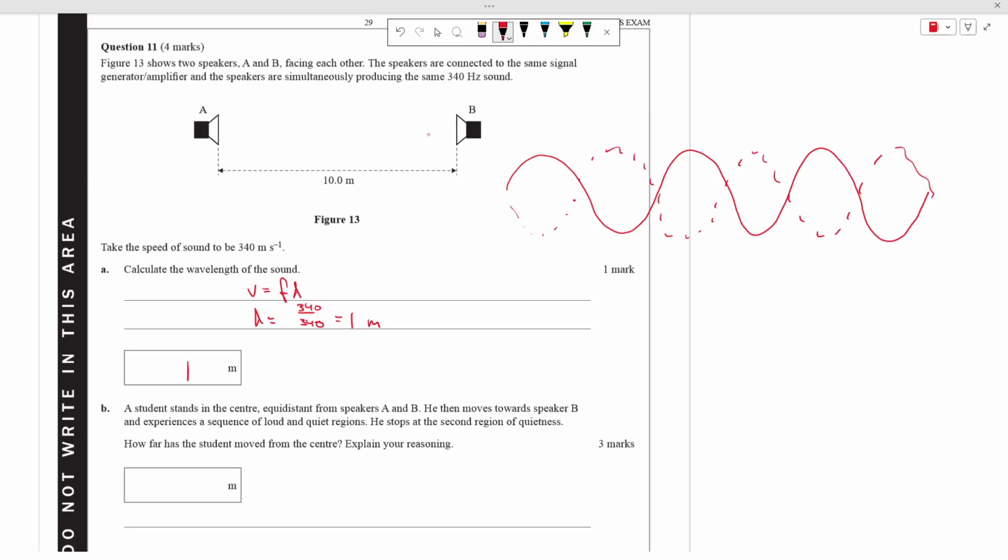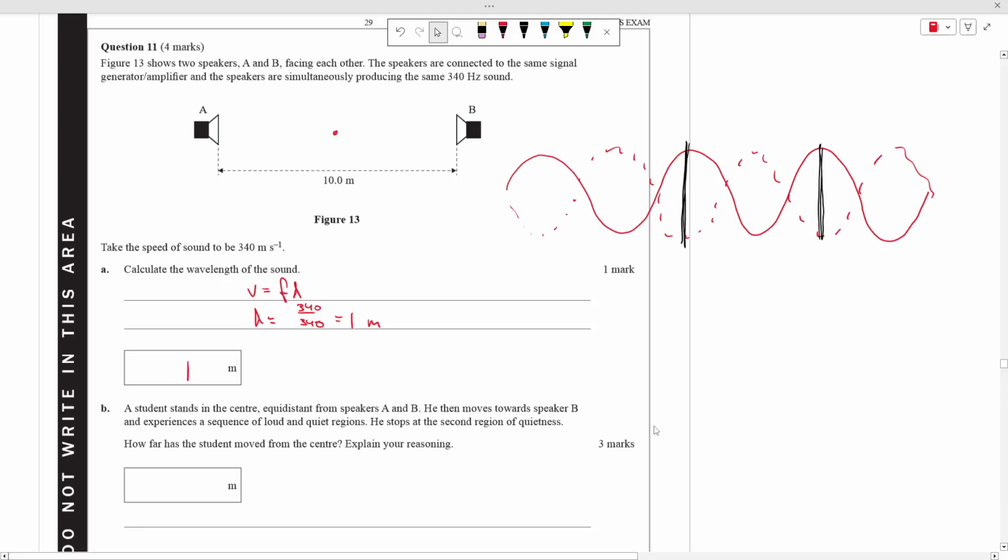When we're standing in the middle, we are standing at an antinode, obviously, because the sound is equidistant from us, so our path difference is 0. So we could just assume that we're standing at one of these points here. Now the wavelength of the standing wave, remember, is 1 meter, because the wavelength of the sound coming out of the speakers is also 1 meter. So from here to here, it's 1 wavelength, so that's 1 meter. The question says a student stands in the center equidistant from speakers A and B.